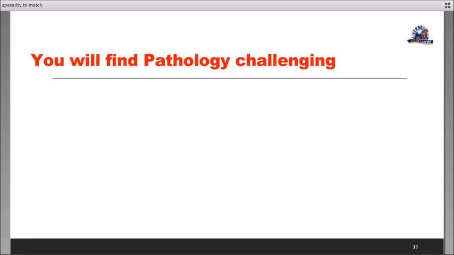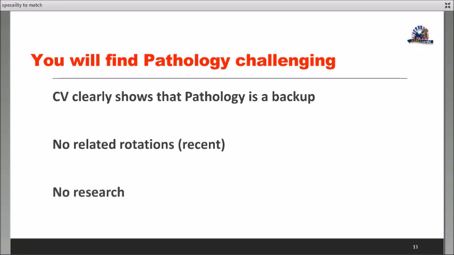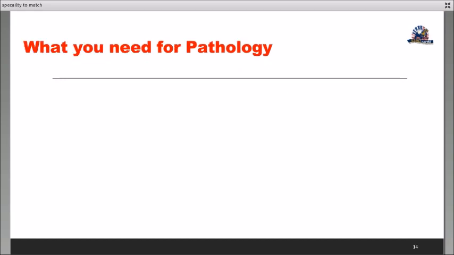But that doesn't mean pathology is easy and anyone can just go and match in pathology. That's not true. Again, if your CV clearly shows that you have not worked towards a pathology profile and you just woke up one day to apply to pathology, that's not going to happen. So no related rotation, same idea. If you do not have rotations or experience, it's not going to help you. No research, yes. If you have sufficient rotations or experience, then probably you don't need research, but research in pathology is a good idea if you have no rotations.